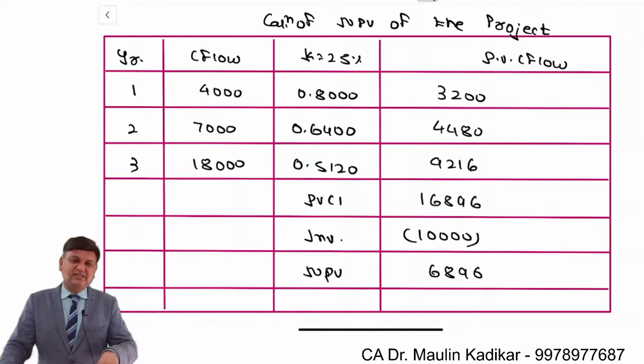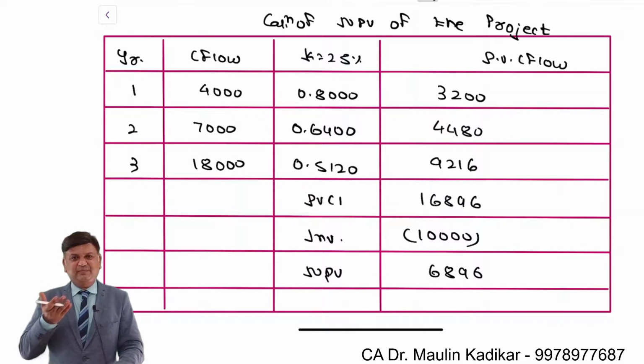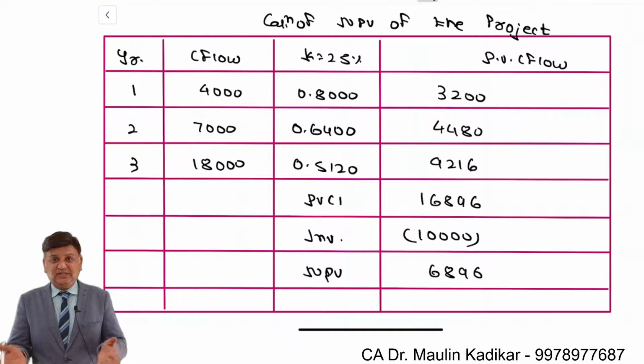Now he tells me, Maulin, you just tell me whether I should accept the project or not, because I have a fear that I should not end up with the wrong decision. Then I showed the calculation of NPV to him and told him, see, NPV is positive, you should accept this project.